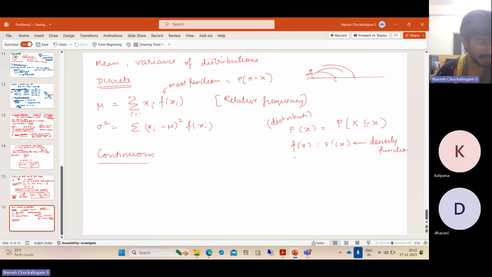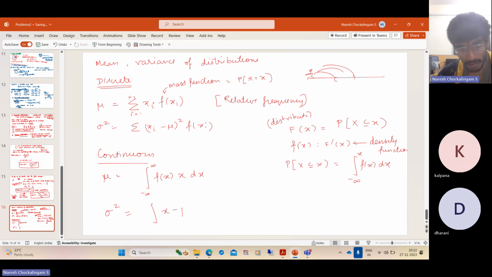Therefore, what is the probability of X less than or equal to x? It is nothing but the integral from minus infinity to small x of f of x dx. So this is the probability. You take the area under the curve from minus infinity to x, you get the probability. You get the first moment of the area under the curve from minus infinity to infinity, x f of x dx. This will give the mu or the expected value, and if you take the second moment of the area about the mean of the density function, you get the variance.